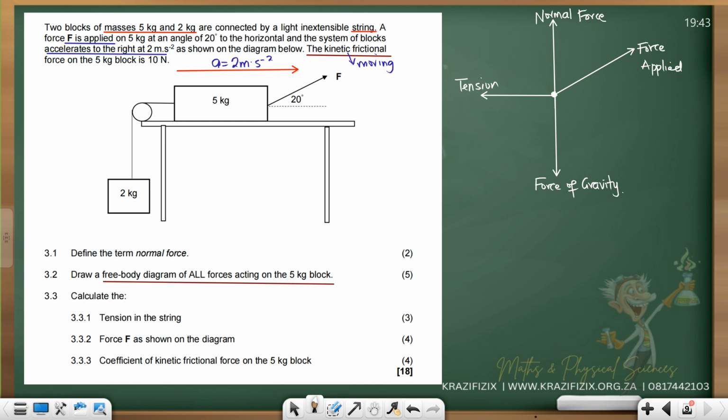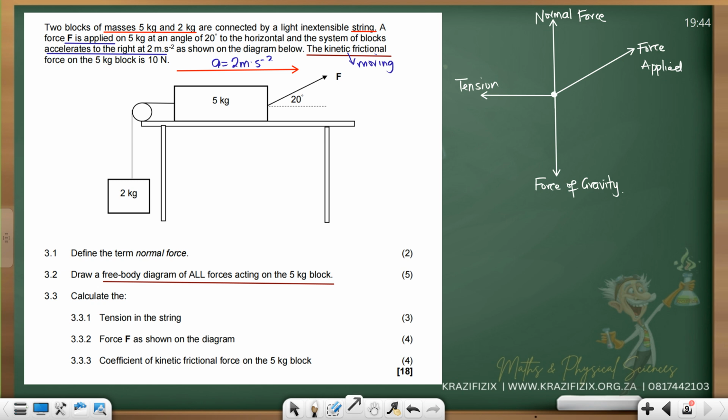But hold on. Look at the last statement. The examiner says the kinetic what? Friction. On the 5 kg. What do we know about friction? Yes? Go ahead. You know that this is a force that is acting parallel to the surface. All right, parallel to the surface, and it opposes the direction of motion.